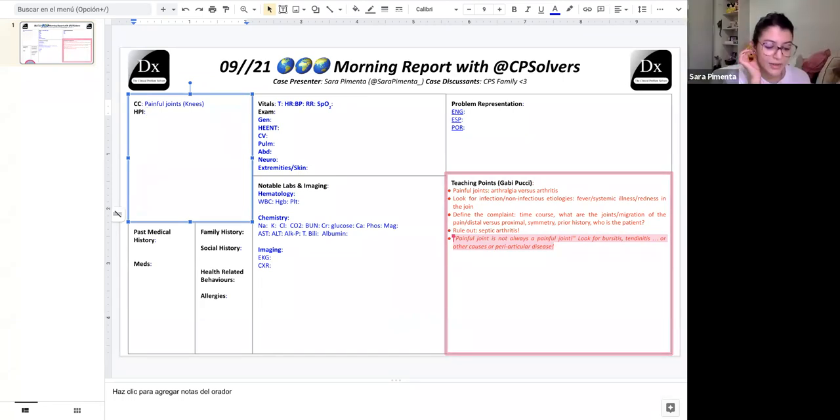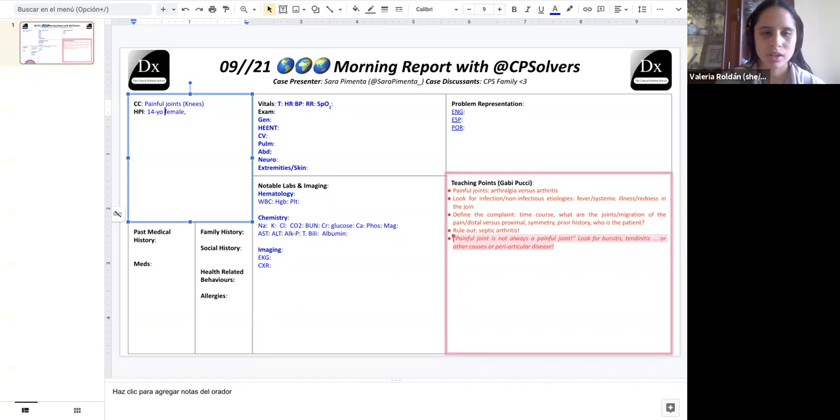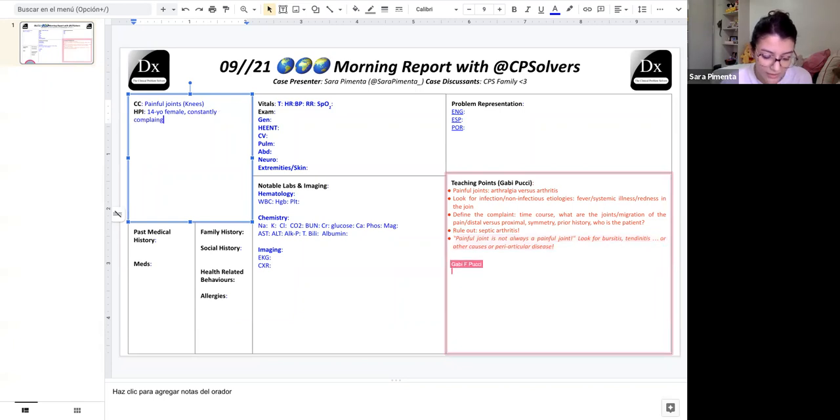Okay, so I'm currently in my pediatrics rotation, so the patient is a kid. It's 14 years old, female. No, it's a female, sorry. And can I say something about the HPI, or should I just stop here? Yes, maybe you can give us a little bit more on the HPI. Thank you. The mom says the kid is constantly complaining about pain in the right knee for approximately 4 days, getting even worse today.